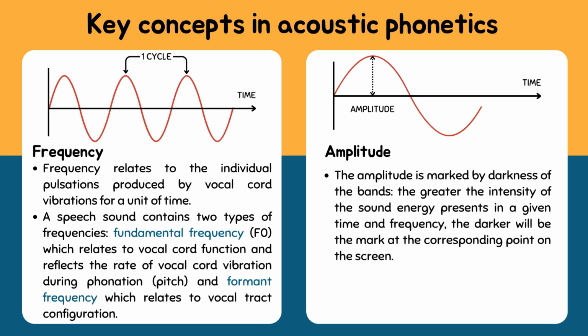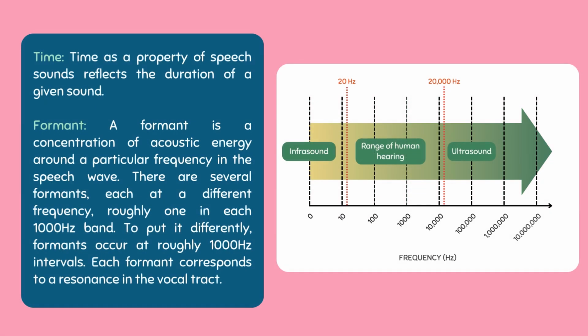The next, or second, property is amplitude. As you see here, amplitude is marked by the darkness of the bands. The greater the intensity of the sound energy present in a given time and frequency, the darker will be the mark at the corresponding point on screen. And then the third property is time. Time as a property of speech sound reflects the duration of a given sound.